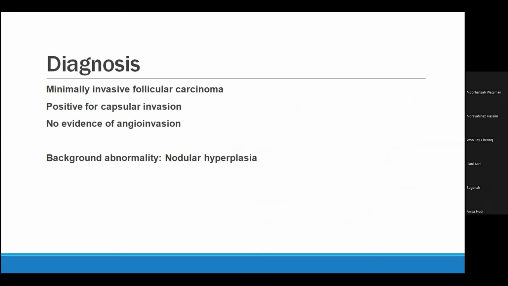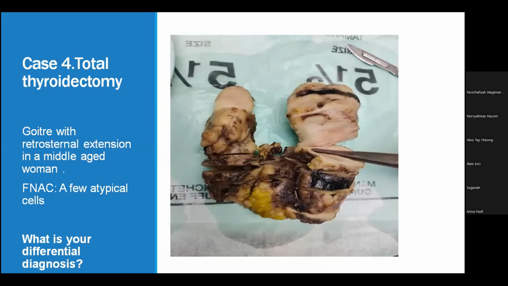I didn't find any angioinvasion in this case, in the background of nodular hyperplasia, because the main reason for operating on this case is nodular hyperplasia, but we found this follicular lesion, follicular carcinoma in that. So it is not a surprise to find 2 or 3 diagnoses in the same sample. All right, so that is the third case, and this is the next case.